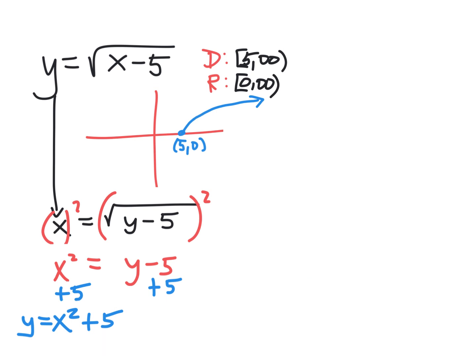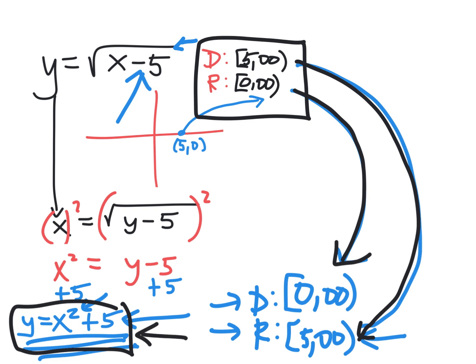Because with this, you would have thought your domain would have been all reals. If you graphed that, it'd be a parabola, and you'd think the domain was everything. So trust me. Bring the domain down to become the range, and bring the range down to become the domain. This overrules what the graph looks like. I know, that's hard to process.